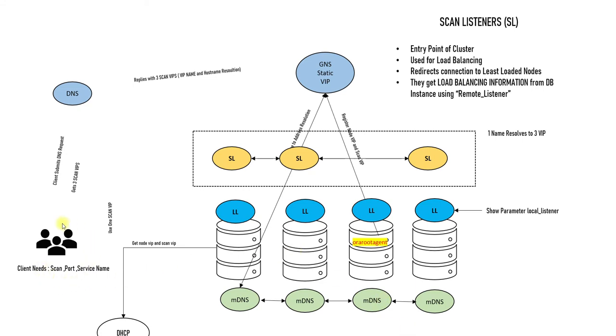So clients particularly have the scan name, port, and service name in the tnsnames. Nowadays they don't use virtual IP, they use scan, because scan is for load balancing. It is easier to connect. It used to be virtual IP, but you don't need to specifically connect to the node.